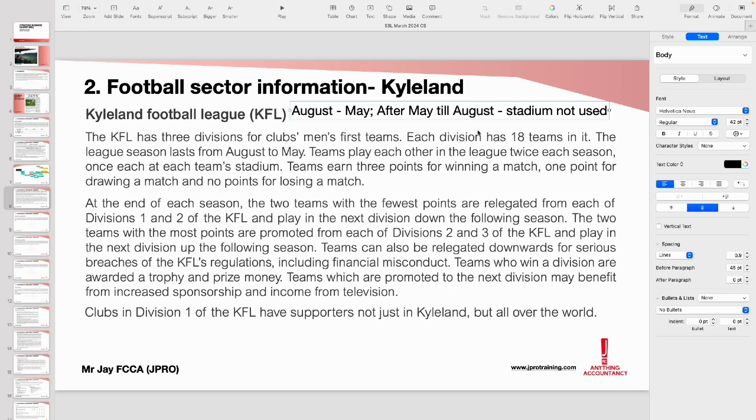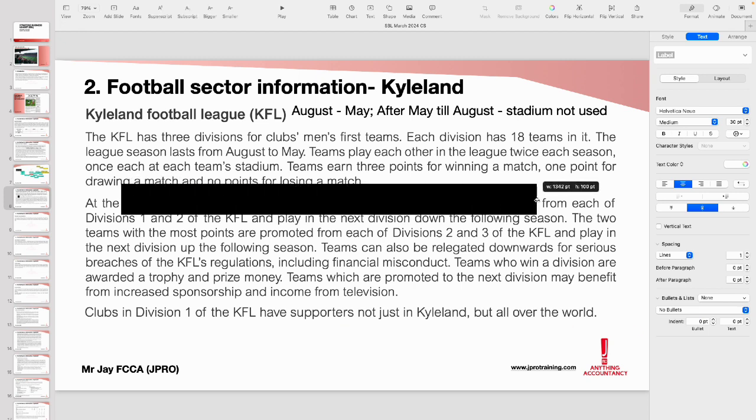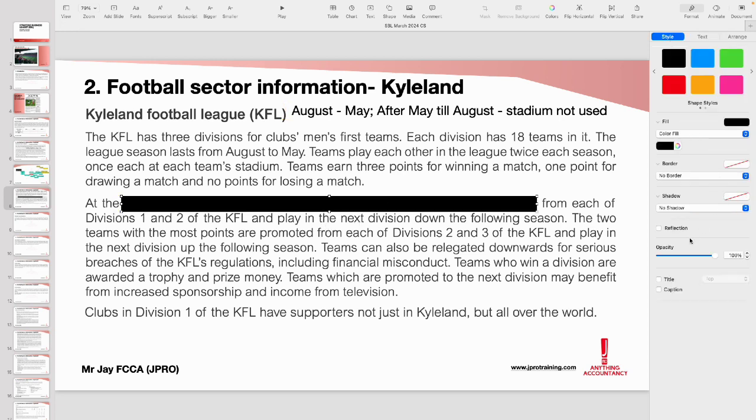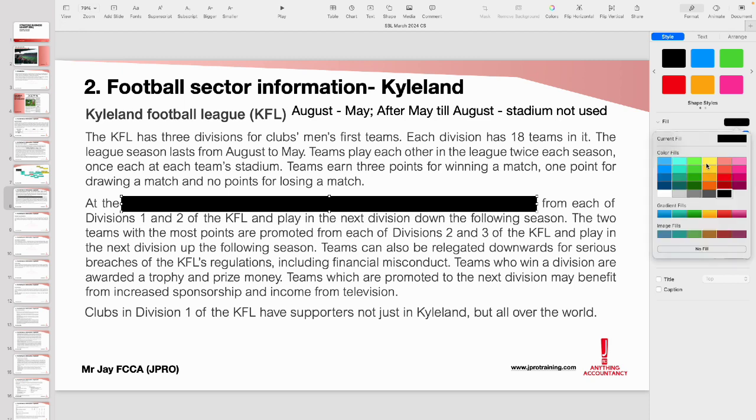Okay, now each team plays each other in the league twice each season, once at each stadium. So home stadium, away stadium. Teams earn 3 points for winning a match, 1 point for a draw, and no points for losing a match. Okay, that's basically scoring. At the end of each season, the two teams with the fewest points, this is very important, very critical, will get relegated. This is a critical idea. I want you to pay attention to this information. Here, a little bit more. I'll just change the color.